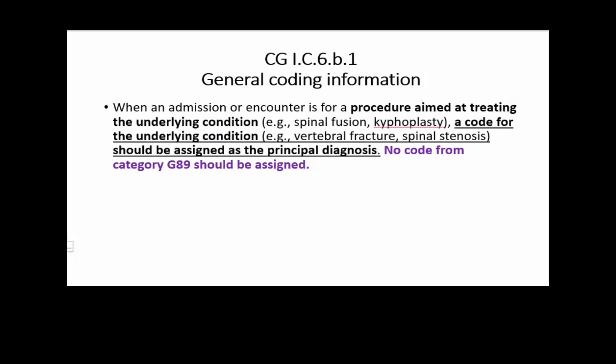A little more coding information. If an admission is for a procedure aimed at treating the underlying condition, the underlying condition is the principal diagnosis, not a code from G89. Oftentimes, pain is integral to any procedure or surgery. So unless the physician has documented that the pain is in excess of what one would expect, we would not very often code pain. So we really have to pay attention to documentation.